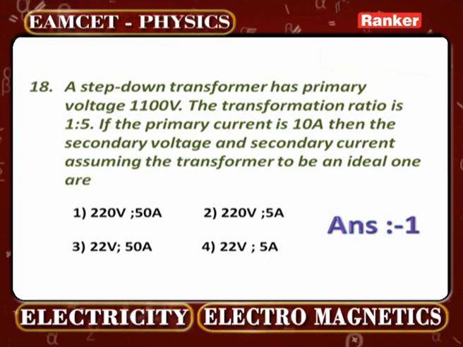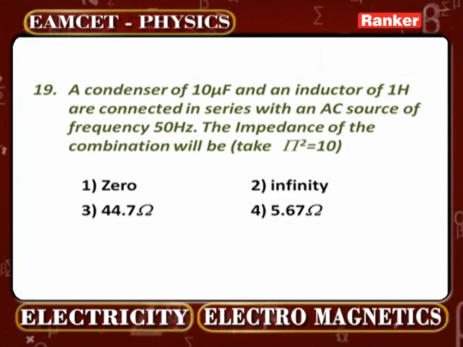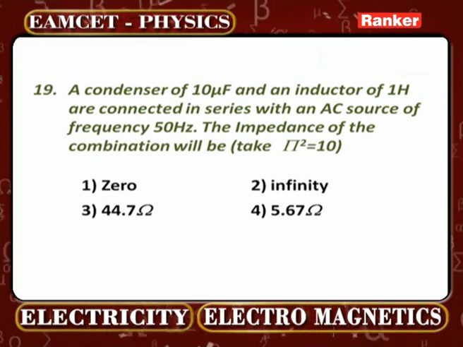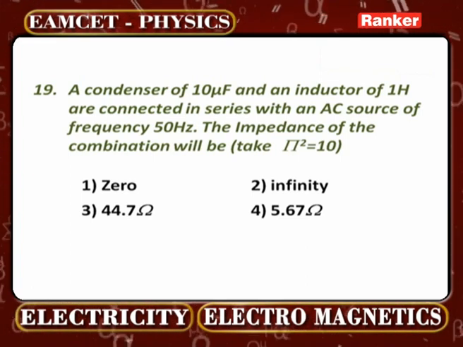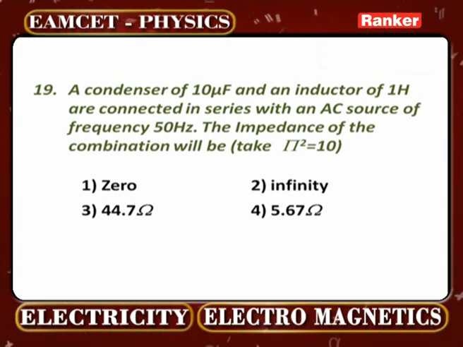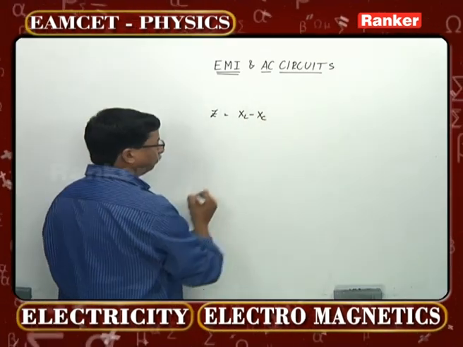Look at the next one, problem number 19 please. A condenser of 10 microfarad and an inductor of 1 Henry are connected in series with an AC source of frequency 50 Hz. The impedance of the combination will be how much? Impedance of the LC circuit, that's what he is talking about. So impedance means Z, it's nothing other than XL minus XC.